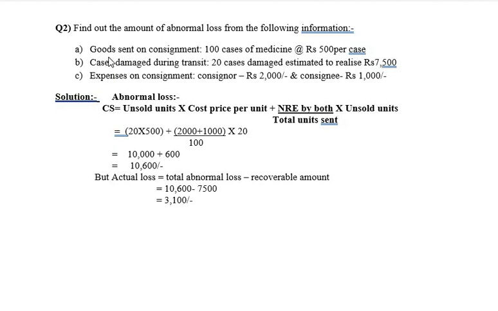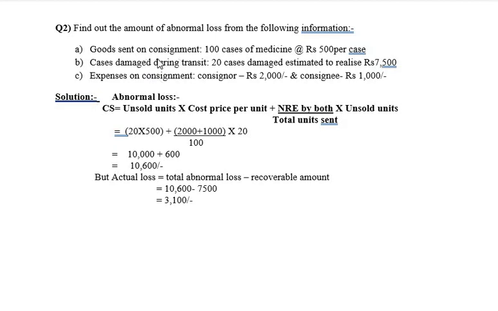So what is the information that has been given? Goods sent on consignment, 100 cases of medicine at rupees 500 per case. Second, cases damaged during transit is 20, damaged, estimated to realize rupees 7,500. Expenses on consignment, consignor rupees 2,000 and consignee rupees 1,000. So this is the question that has been given, and from this you need to calculate the abnormal loss.